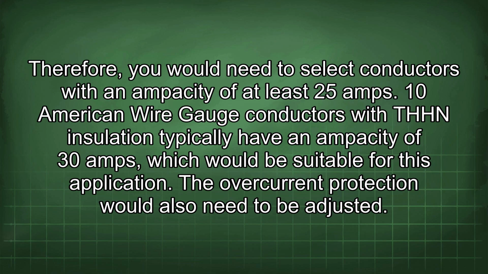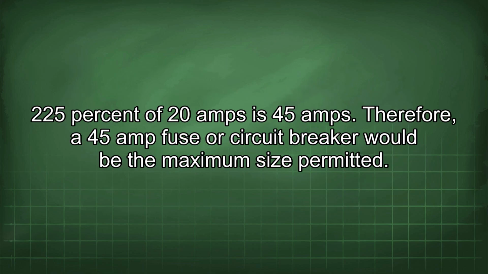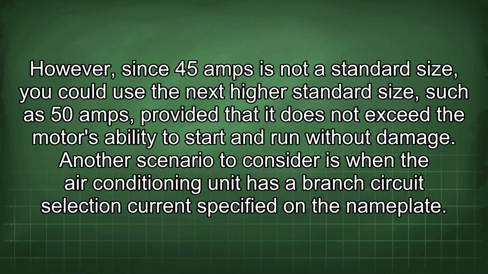10 American wire gauge conductors with THHN insulation typically have an ampacity of 30 amps, which would be suitable for this application. The overcurrent protection would also need to be adjusted. 225% of 20 amps is 45 amps. Therefore, a 45 amp fuse or circuit breaker would be the maximum size permitted. However, since 45 amps is not a standard size, you could use the next highest standard size, such as 50 amps, provided that it does not exceed the motor's ability to start and run without damage.